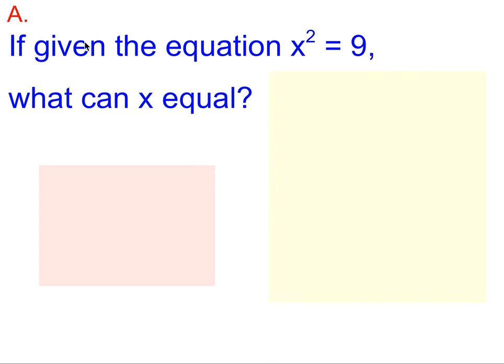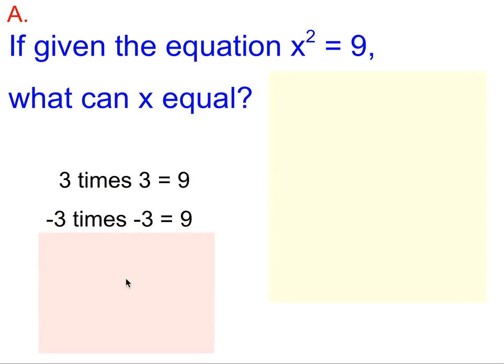The first question is, if given the equation x squared equals 9, what can x equal? Many of you might think it's just 3 because 3 squared equals 9, but in actuality, we know that 3 times 3 equals 9, but negative 3 times negative 3 also equals 9. So we have two solutions. We have positive 3 and negative 3.